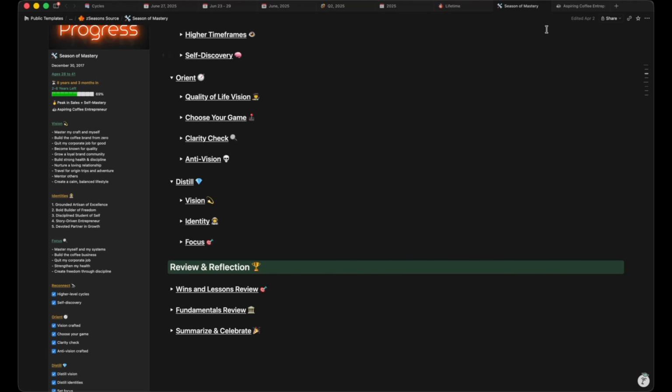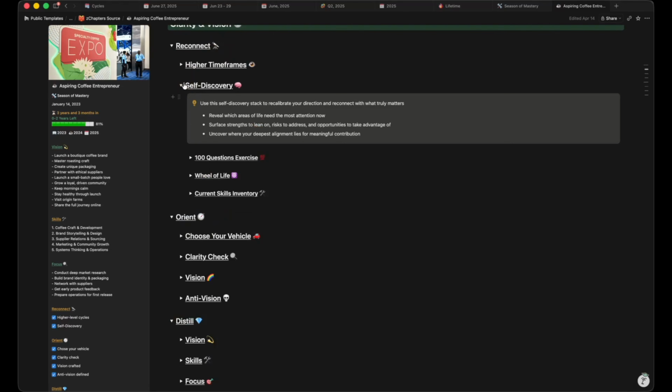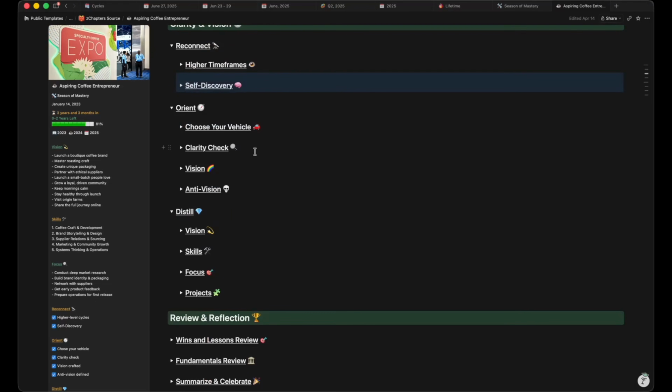So moving on to chapters, we have the same reconnect, orient, and distill sections. Our reconnect is very similar, but the self-discovery is going to be more tactical. And our orient section has shifted slightly. We already know the game that we want to be playing, so now we're going to be choosing a specific vehicle that's going to drive us towards realizing that quality of life vision. When I say vehicles, think specific roles and jobs or specific businesses that you're going to start, or whatever that might be for your quality of life vision.